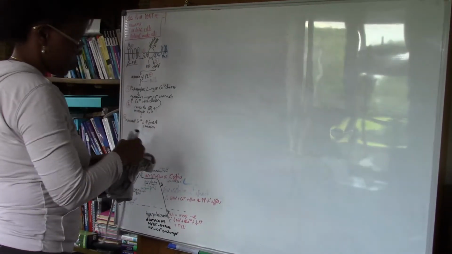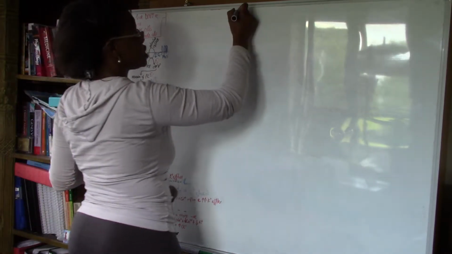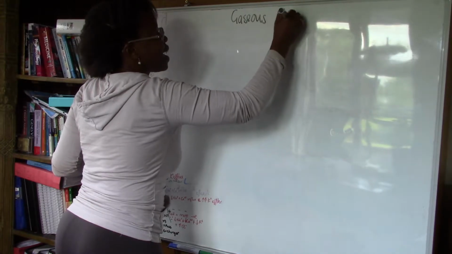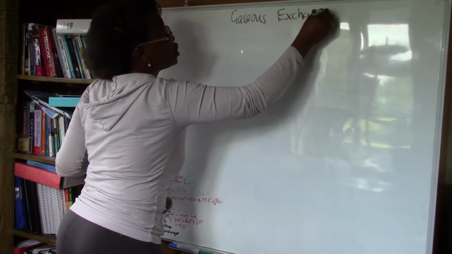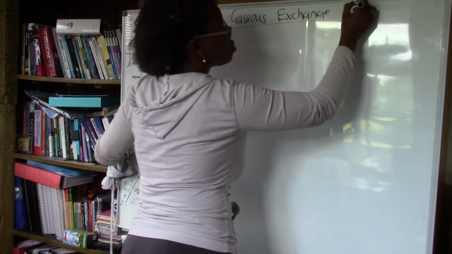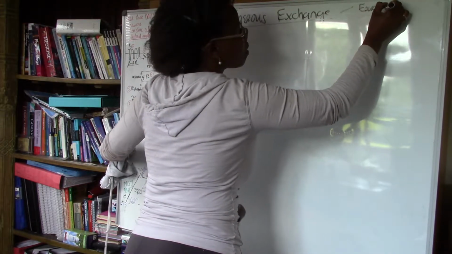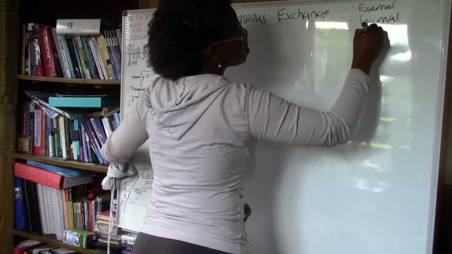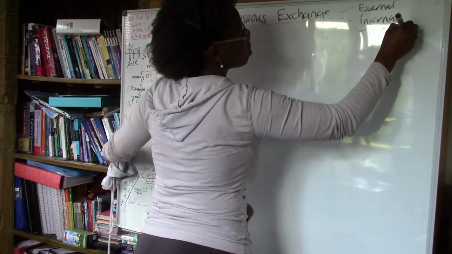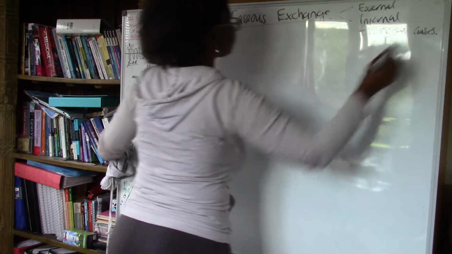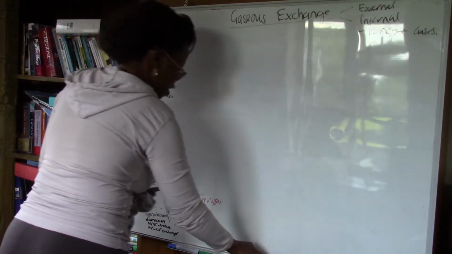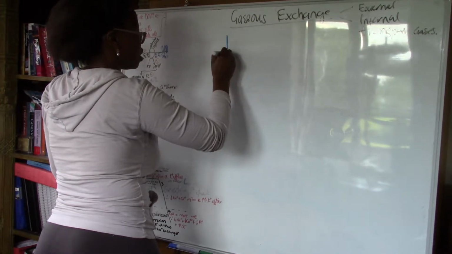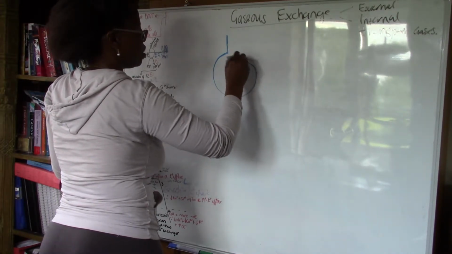And then we go on to looking at the external respiration. The external respiration really focuses on gaseous exchange in the alveoli and gaseous exchange in the tissues. So this is divided into external respiration and internal respiration, and also the transport of gases. So if we start with the alveoli, I have covered the alveoli a bit.